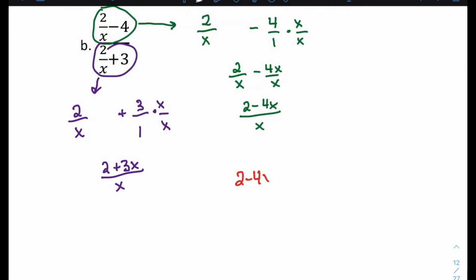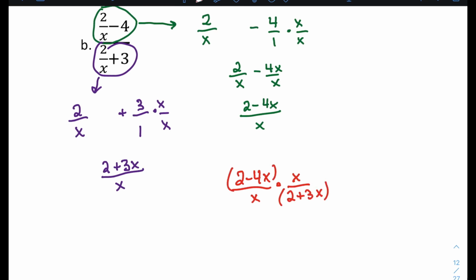Don't forget that I was really dividing those two things, so I'm going to take my top one, leave it, and then multiply by the reciprocal of my denominator. Now, if you look, you can divide your x's out to 1, and you're just going to end up with 2 minus 4x over 2 plus 3x. And there are no common factors between all of those, so you are done.